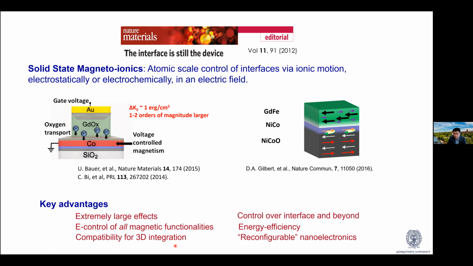To us, one particularly exciting angle is that this allows us to change the interface. So after you've made the material, through this magneto-ionic handle, you can transform the interface into something completely different. In essence, you are reconfiguring the system, and that could be an interesting new degree of freedom.